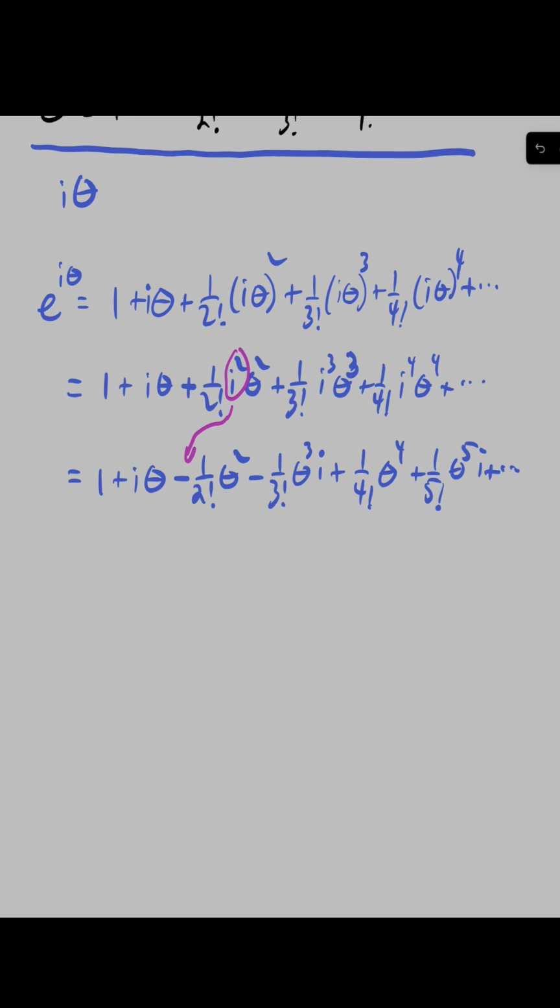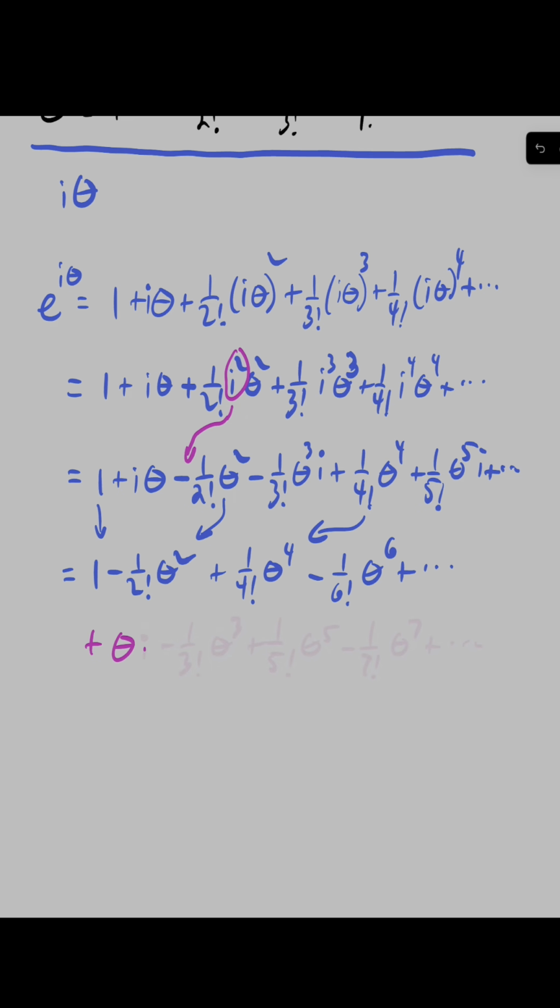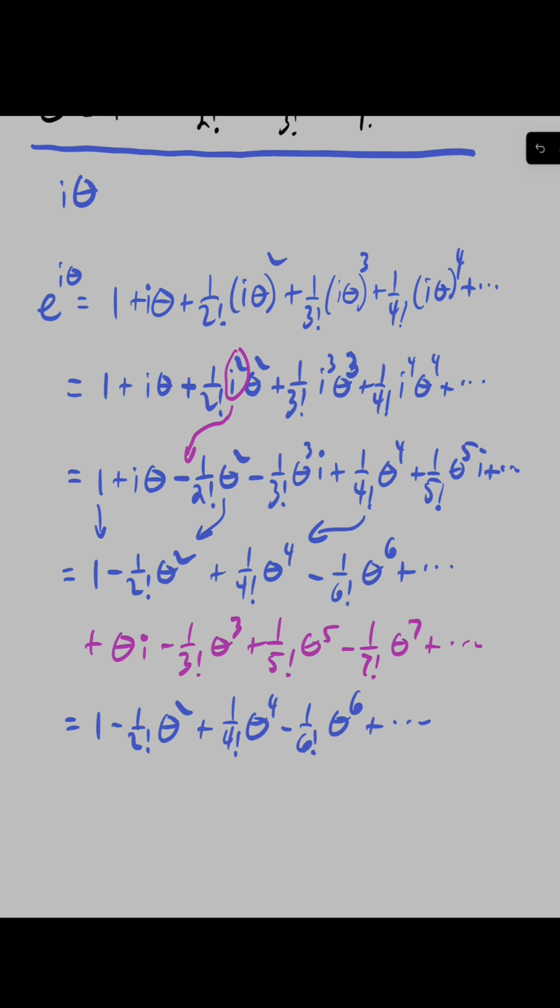and now what I'm going to do is I'm going to write everything with i's in it and without i's in it separately. So I'm sort of going to separate this sum. And that's equal to, and in the second part, I'm going to factor out an i.